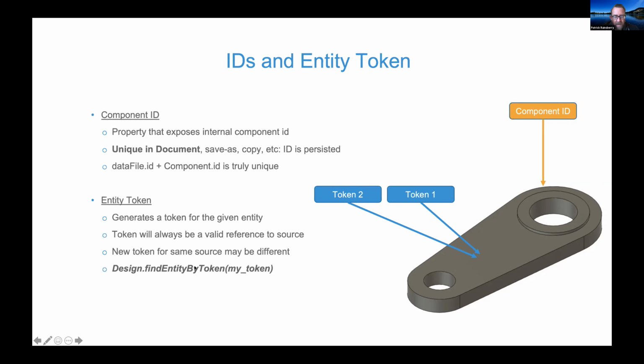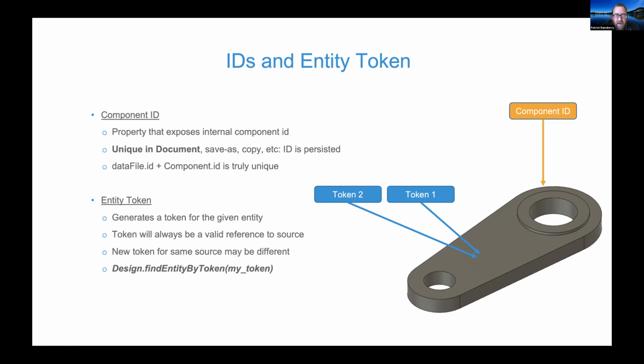The other new ID concept here is this entity token. This is really interesting. It exposes some underlying bits about how Fusion handles naming and matching. It's also how attributes work, if you've used them before. You could have done something similar by writing your own IDs into models with attributes, which is what a lot of people did, but that of course requires a model save to be persisted.